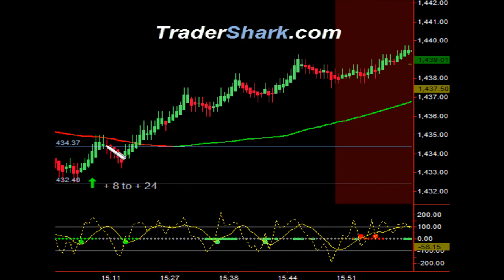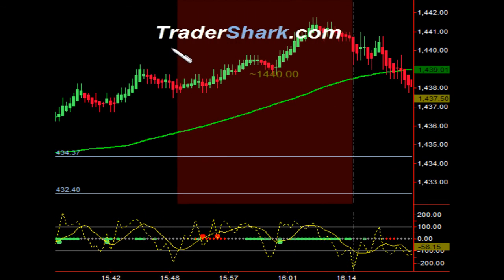So on this particular trade, it's called a shark attack trade. 2 points and 4 points, a total of 6 points on that particular trade. And then we went into the no trade zone.